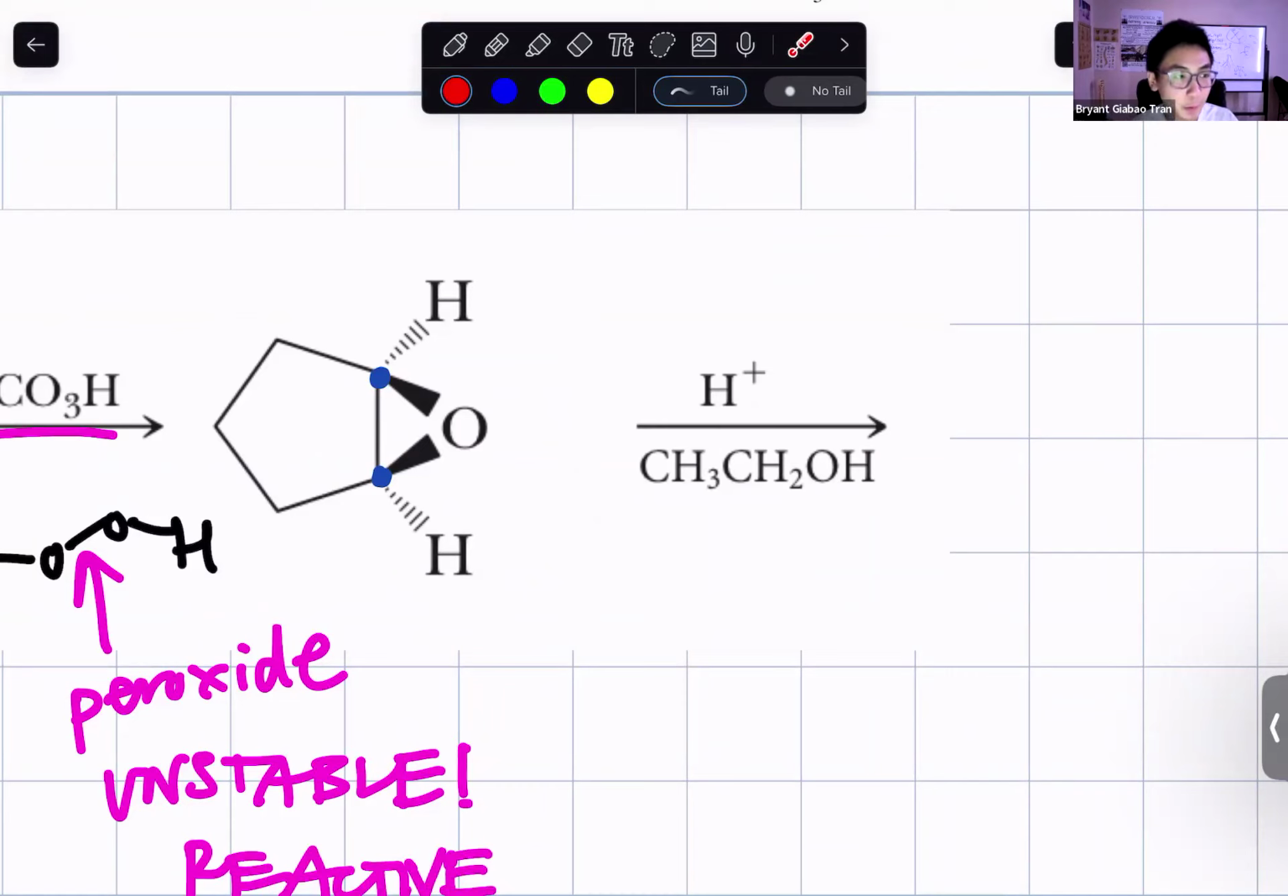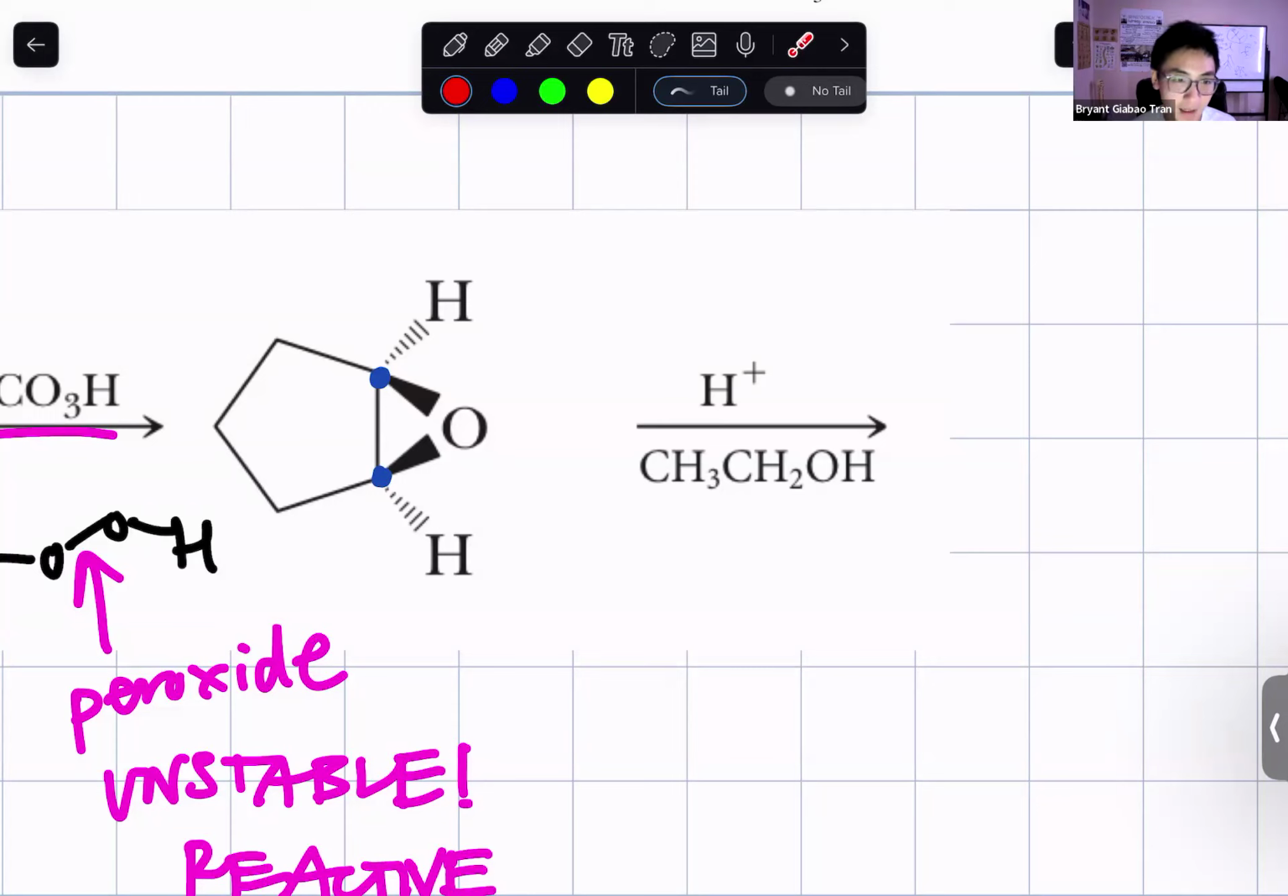Do you remember what the differences are when we open it up in different conditions? It's okay if you don't remember. Yeah, I think acidic is the one where it prefers the most substituted, and the other one is least substituted, in basic conditions. Yes, that's correct. Acidic conditions prefers to attack the more substituted side of the epoxide, and the basic conditions prefers to attack the less substituted side of the epoxide.